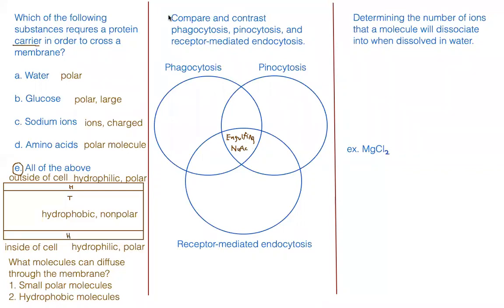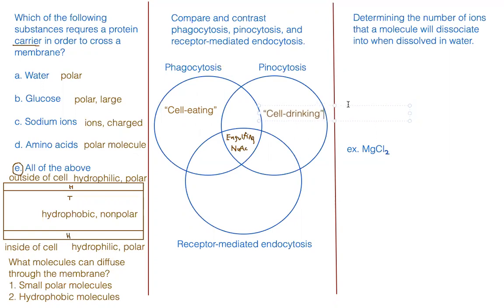Okay, so let's look at phagocytosis first. So what is phagocytosis, right? Dr. Maduro calls this cell eating. So this is literally when some kind of cell will engulf another cell, right? Pinocytosis is a bit different. This is cell drinking.